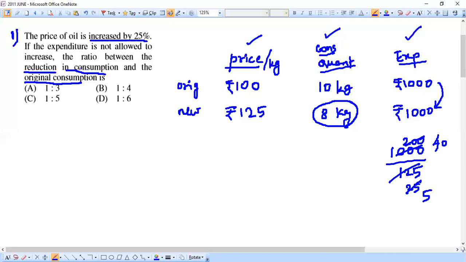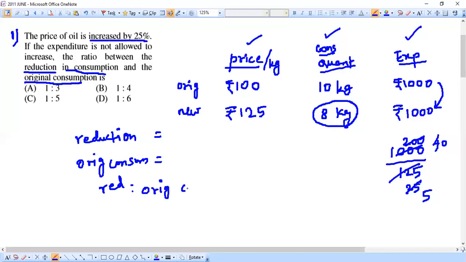Now let's come to the question. What is asked in the question? Find the ratio between the reduction in consumption and the original consumption. So they are asking for the reduction. We need to find the ratio of these two, that is this reduction to this original consumption. This ratio is what we are asked to find, for which we need to find both these things.